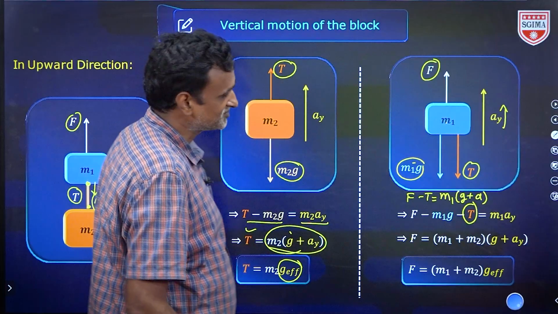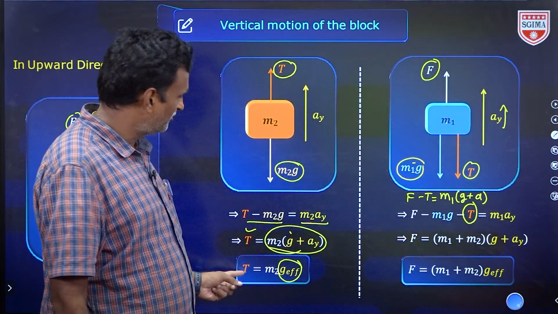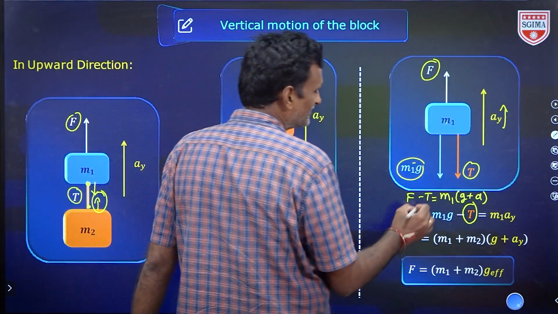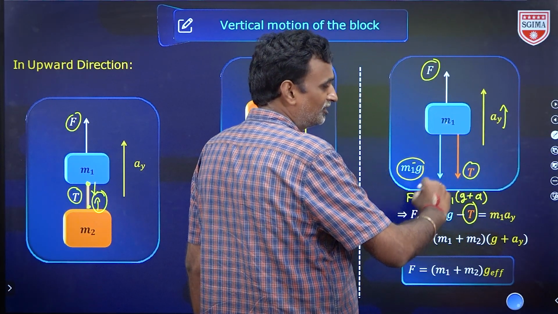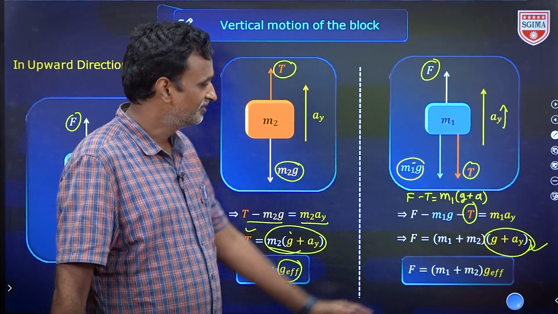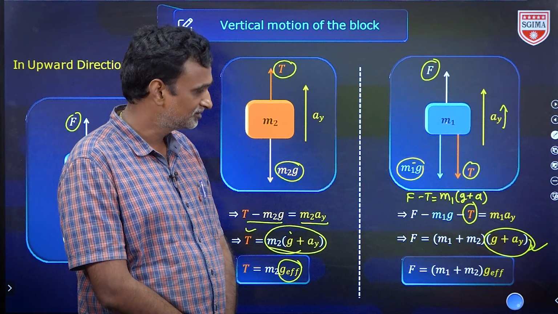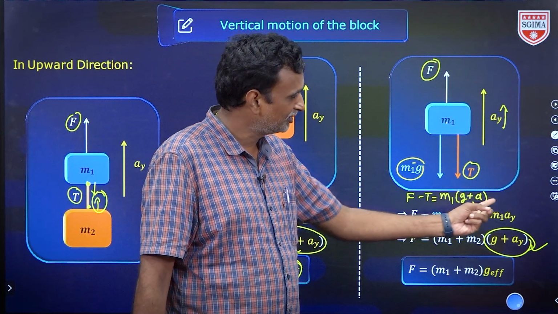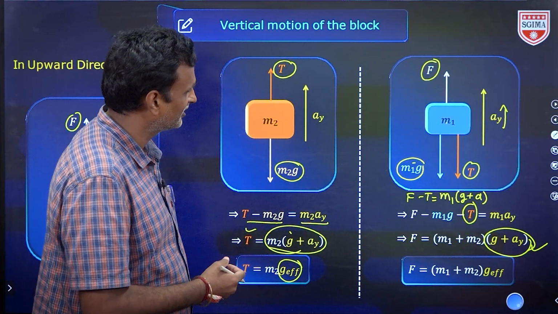Now what have we taken? g effective, which means M1 g effective will come on the right side. But T is already M2 g effective, so we can substitute here, and shifting M1 to the right side, M1 plus M2 times g effective. That is the answer for the force acting on the system of blocks. Here we have just written the value of g plus a as g effective, so don't get confused.